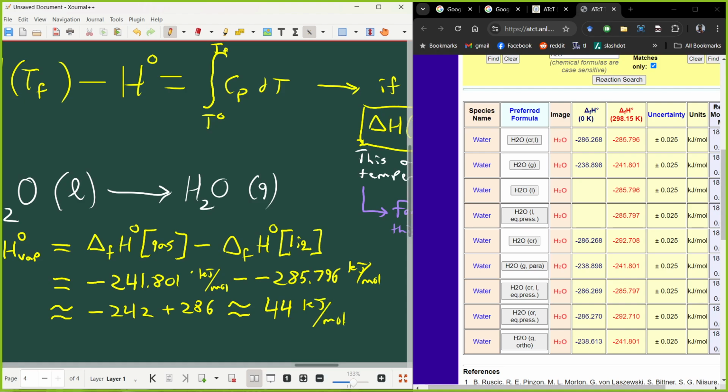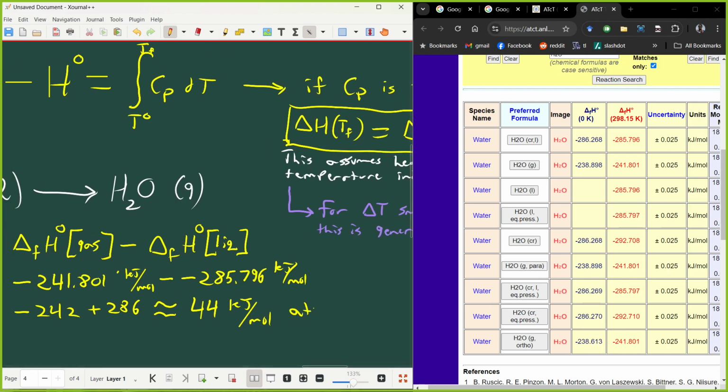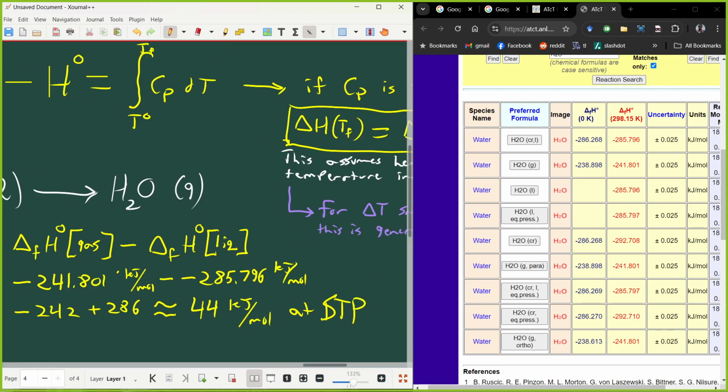Okay, so there's a couple different ways to think about this. One says that it takes 44 kilojoules per mole to kick water out of its liquid phase and put it in the gas phase at 298 Kelvin. Remember, these are at STP, standard temperature and pressure. Or you can say that a box of H2O gas is 44 kilojoules per mole less stable than a box of H2O liquid at 298. Different ways to think about the same thing.